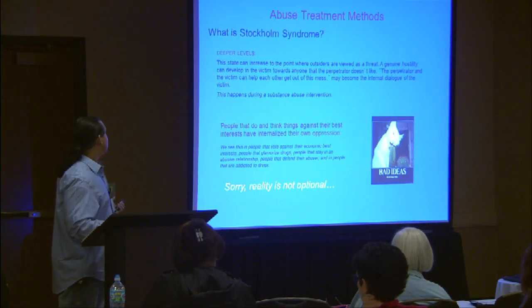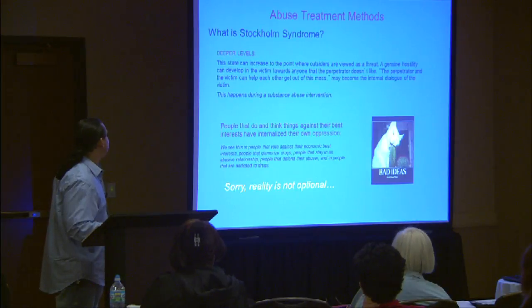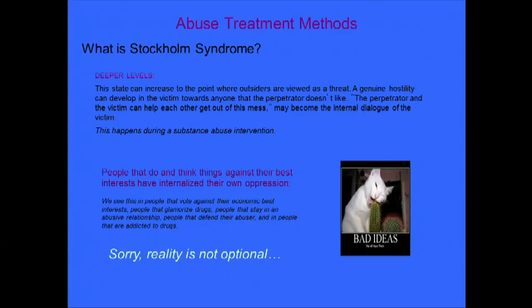All right, so what is Stockholm Syndrome? On deeper levels, the state can increase to the point where outsiders are viewed as a threat. Remember, with me and Jeremy, I was viewed as a threat. A genuine hostility can develop in the victim towards anyone the perpetrator doesn't like. The perpetrator and victim can help each other get out of this mess. They become the internal dialogue of the victim.